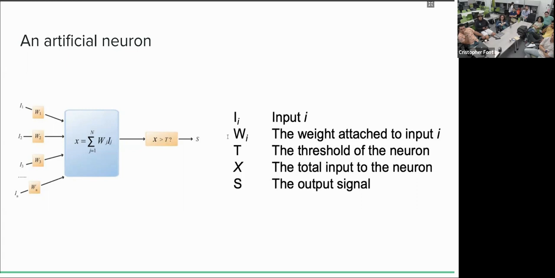For a real neuron, this would just be the total electrical signals that it's receiving. Now, if that input is greater than the threshold for activating that neuron, it will fire. And it will fire an output S.